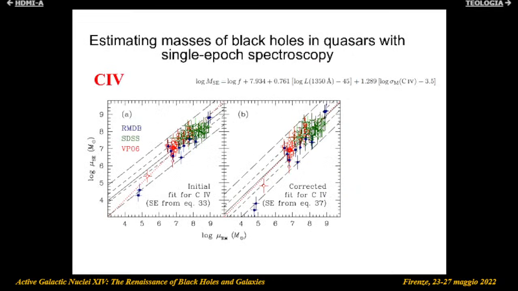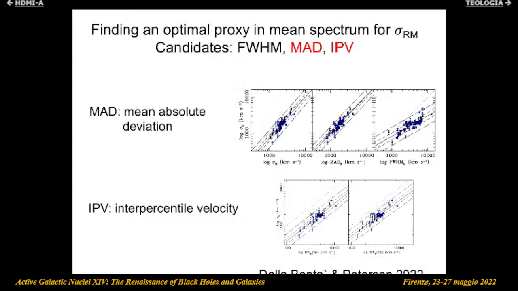And more recently, we are working on extending everything on the biggest catalog possible. We are also trying to see whether there are different measurements that are easy to calculate for the line widths. And we also try to see what happens for the mean absolute deviation and the interpercentile velocity, and we actually saw that they are very good to measure the black hole masses.